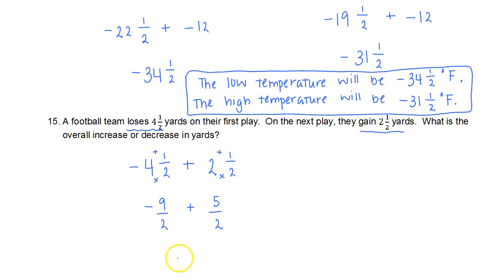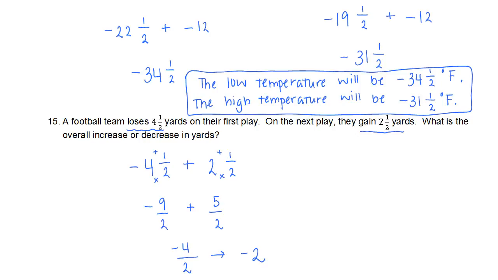Of course, my denominators are the same, which is nice. So denominator will be 2. I have 9 negatives and 5 positives. So that will leave me with 4 negatives. And -4 over 2 is improper. And 2 is going to go into 4 twice evenly. And of course, I need that negative sign. So -2. The question is, what was the overall increase or decrease in yards?